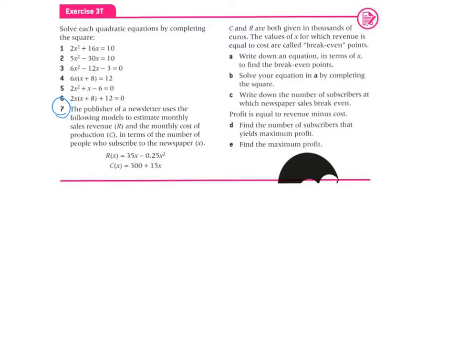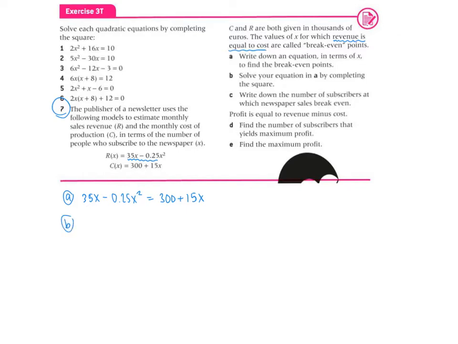The values of X for which revenue is equal to cost are called break-even points. Write down an equation in terms of X to find the break-even points. So they basically told us when revenue is equal to cost, those are break-even points. So for A, we're just going to take the revenue function, 35x minus 0.25x squared equals 300 plus 15x. Okay? And then for B, solve your equation in A by completing the square.